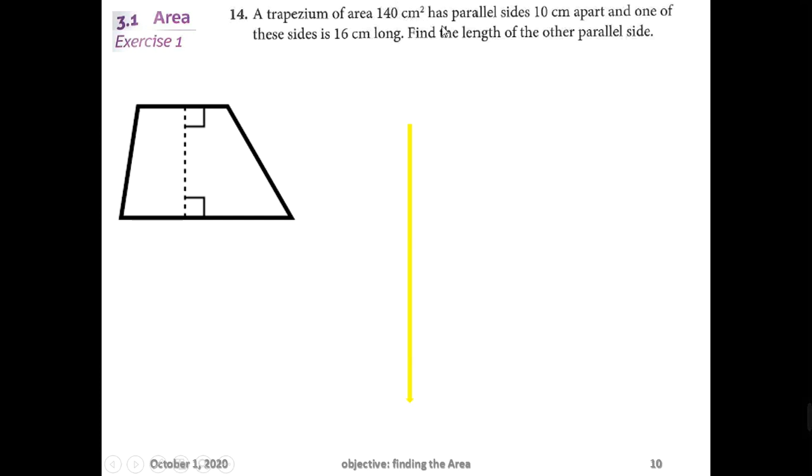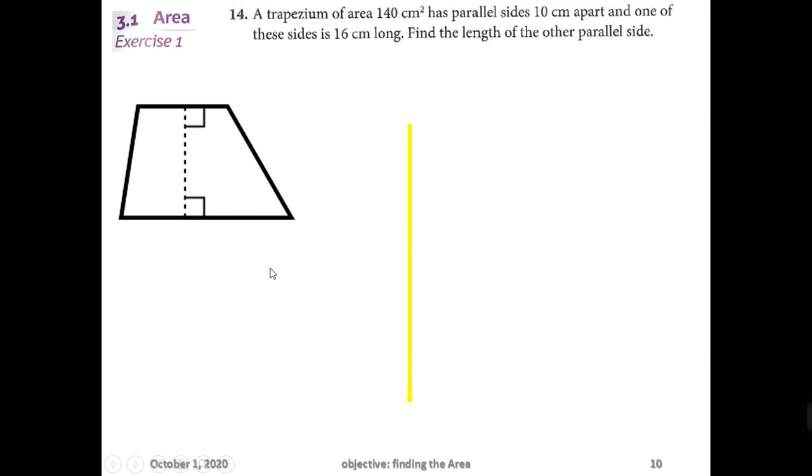so the measurement unit is in centimeters squared, has parallel sides 10 centimeters apart. So when they say 10 centimeters apart, it means that the vertical distance between the two parallel sides is actually 10 centimeters. Again, the measurement unit is centimeters so far. And one of the parallel sides is 16 centimeters long. They want you to find the other parallel side.